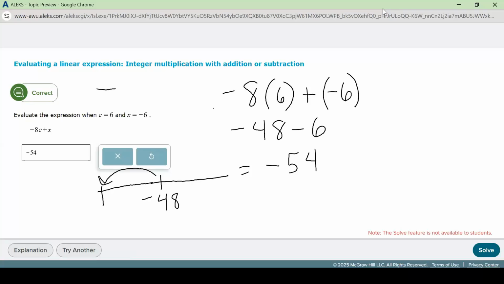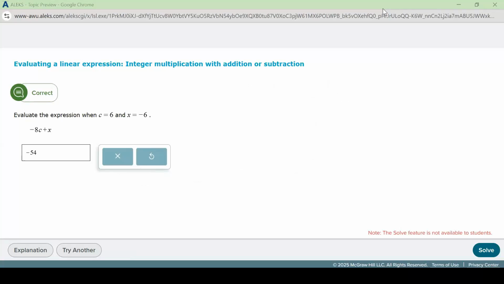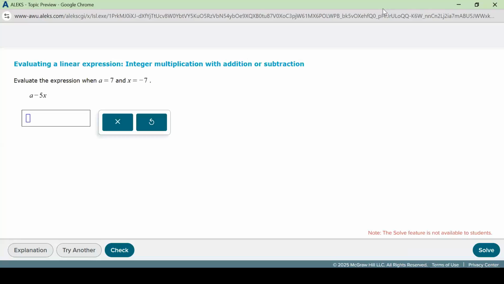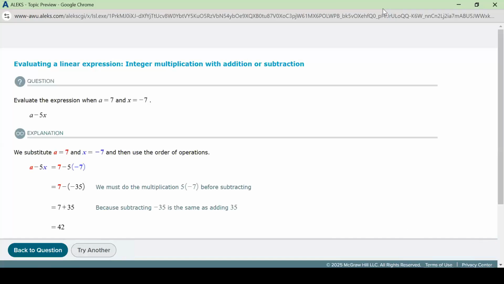Okay. So if you feel comfortable, you can go to another one. And then if not, or even if you make a mistake, click the explanation and then write down the explanation. Because they do give detail here and here.